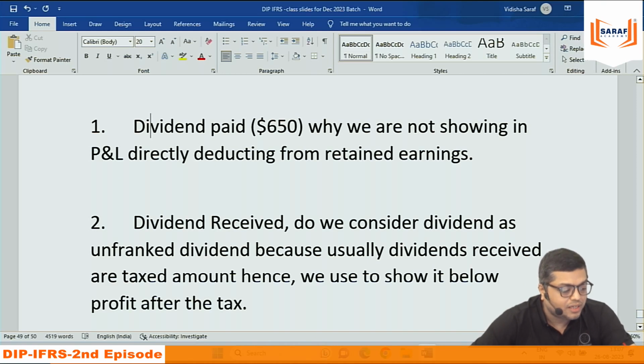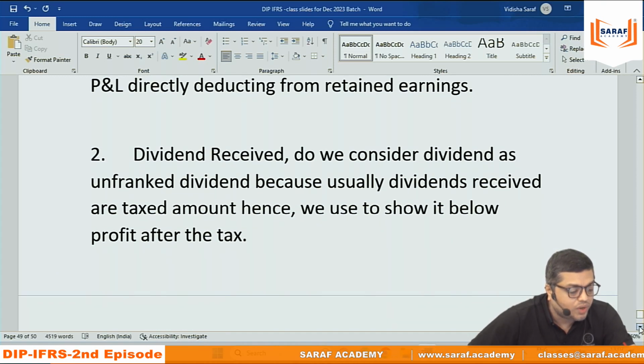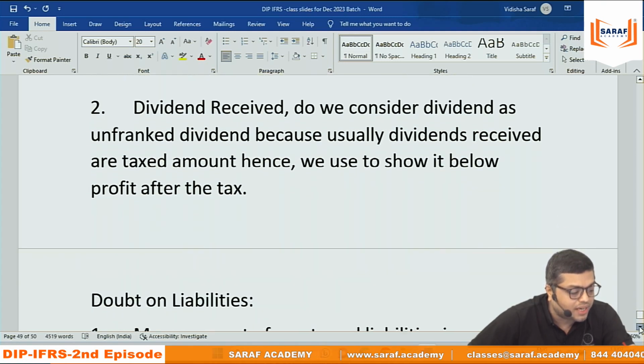The second point, dividend received. Do we consider dividend as unfranked dividend because usually dividend received is a taxed amount, hence we used to show it below profit after tax.